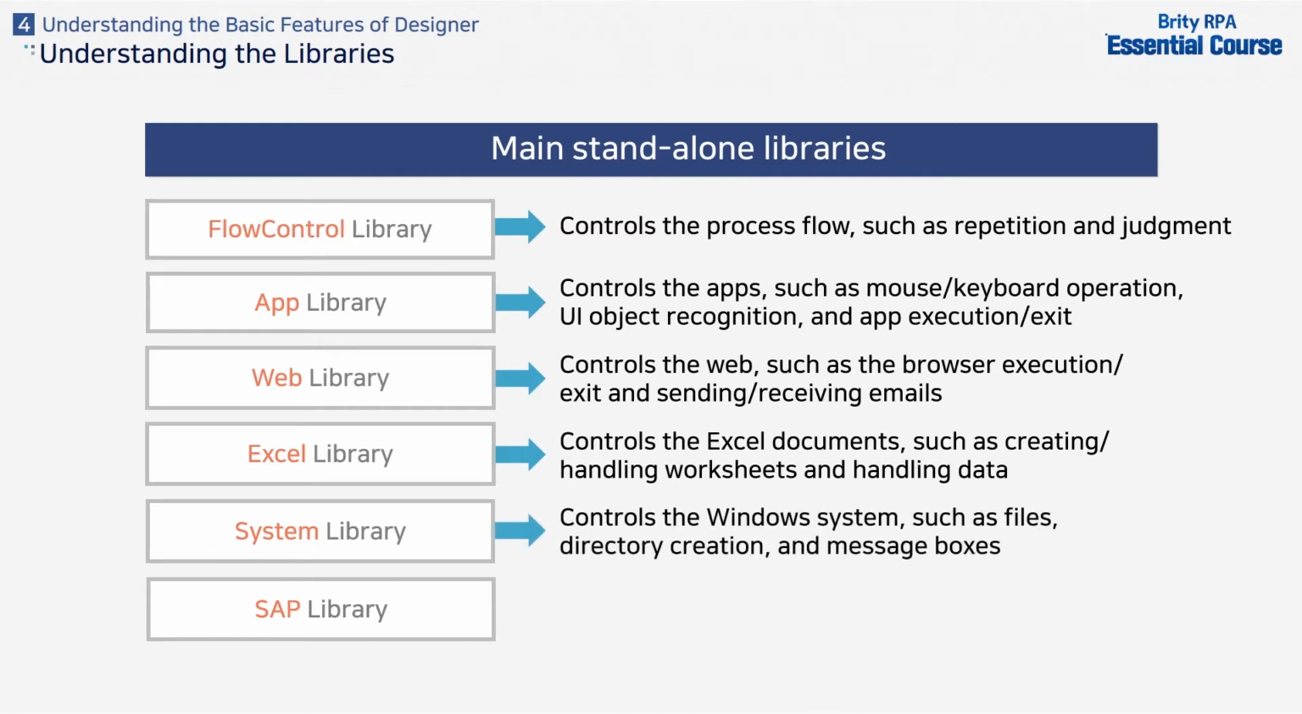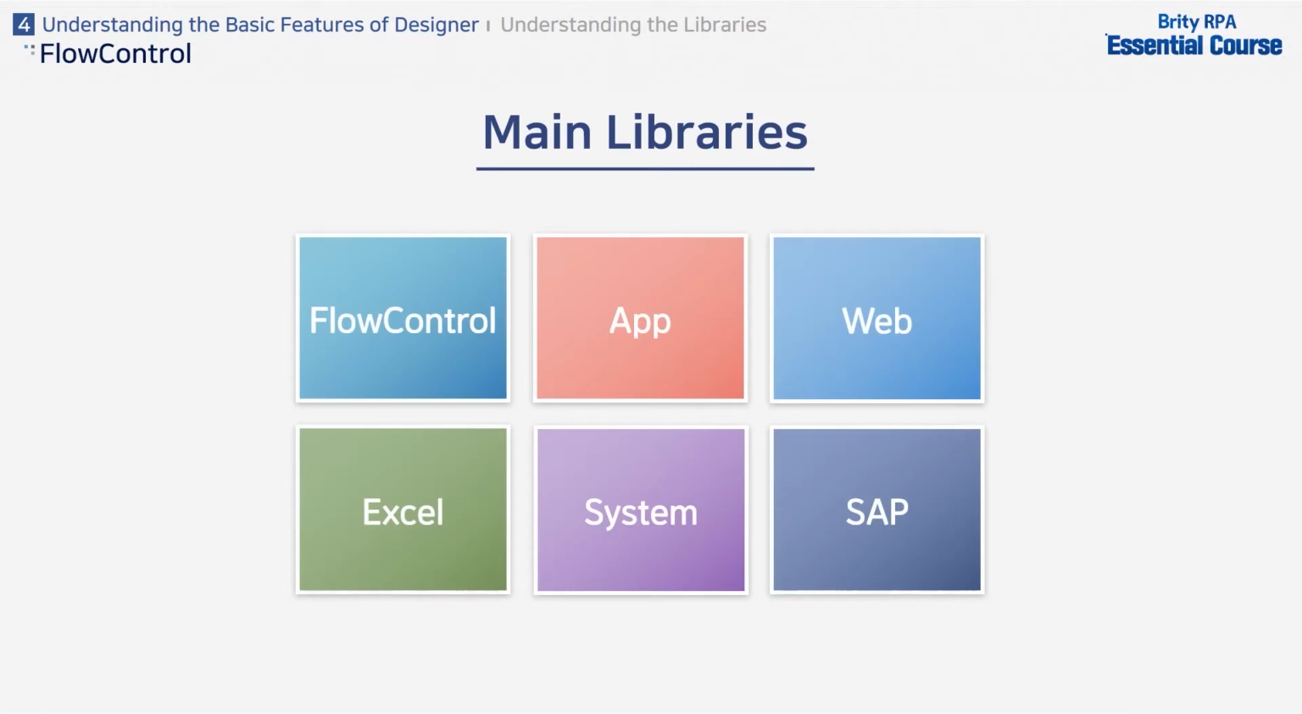The System library that controls the Windows system, such as files, directory creation, and message boxes. And the SAP library for entering, processing, and handling data in the SAP GUI. First, let's look at the activity features in the Flow Control library and how to use them one by one.